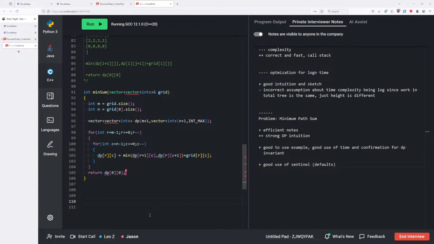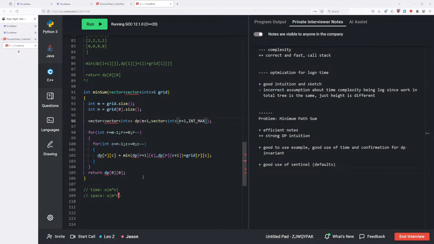Okay. Let's go to the time and space. So the time complexity is we're looping over the grid, so that's m times n. And then for space, we're using a dp array of size basically the grid, so that's also m times n. So I agree with that.